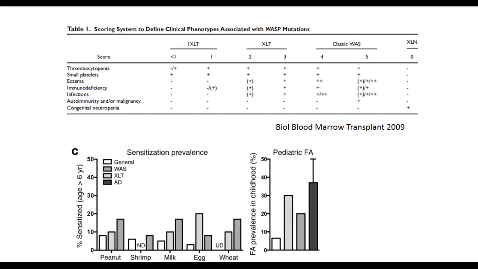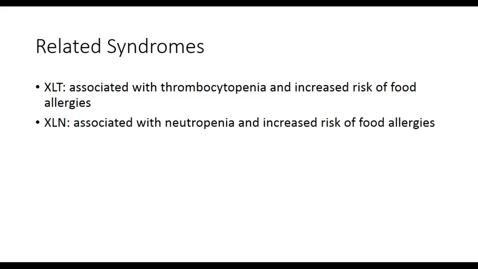Related to that, mutations in the same gene are, as I've mentioned, X-linked thrombocytopenia. There's also X-linked neutropenia, which is an activating mutation. So it's like gaining function of the WAS gene that's associated with low neutrophil counts and the attendant infections that come along with that, which are different than the viral infections that we tend to see with T-cell problems. But these patients also have a higher risk of food allergies.